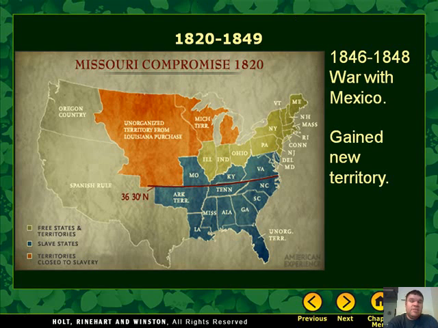But then in 1846 and 1848, we have a war with Mexico. And when we have this war, we win. You might remember the story of the Alamo, that's during that war. We gain new territory. We gain places like Texas, New Mexico, Arizona, and this part over here, part of California. So we gain a lot of these western states after that war.